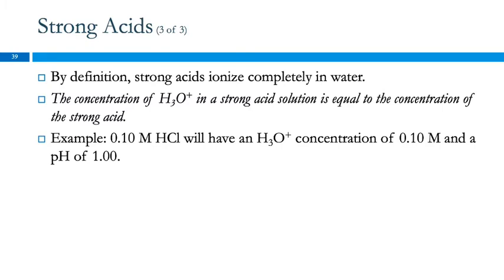So strong acids, by definition, ionize completely. And so the concentration of hydronium ion in a strong acid solution is equal to the concentration of the strong acid. So this is very straightforward. If we have 0.10 molar HCl, then the hydronium ion concentration will be 0.10 molar because there's one ionizable hydrogen for every molecule of HCl. And if you put that into the pH equation, you get a pH of 1.